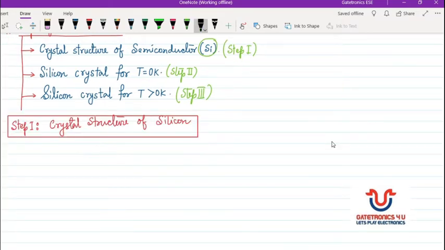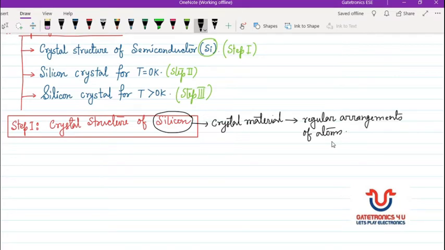In step 1, we are going to look into the crystal structure of silicon. As the name depicts, silicon is a crystal material. Since silicon is crystalline in structure, there must be a regular arrangement of atoms. So what does this regular arrangement of atoms mean? It means that there will be a small block, and that small block will be repeated periodically to get the whole crystal structure, and the small block is called the unit cell.